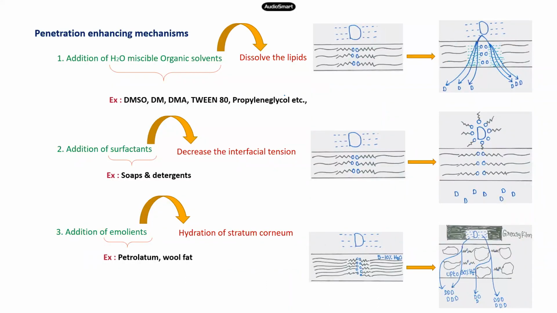These are the penetration enhancing mechanisms. First penetration enhancing mechanism: enhance means increase the penetration of which one? Hydrophilic drug through skin. Skin means the stratum corneum.